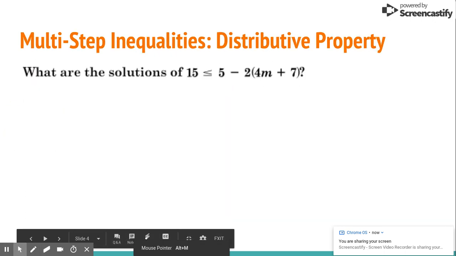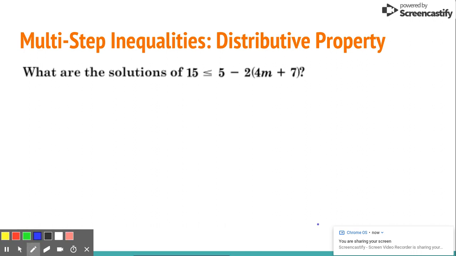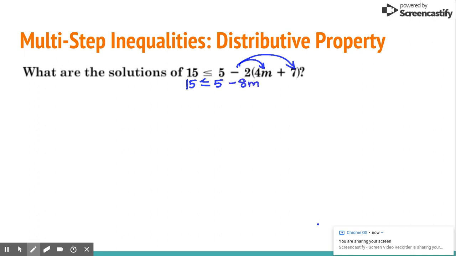Now we can solve multi-step inequalities when we've got distributive property involved, same as equations. We're going to simplify first by using distributive property. So negative 2 times 4m, negative 8m, negative 2 times 7, minus 14. Combine like terms, 5 minus 14, negative 9. Add 9 to both sides. 24 is less than or equal to negative 8m.